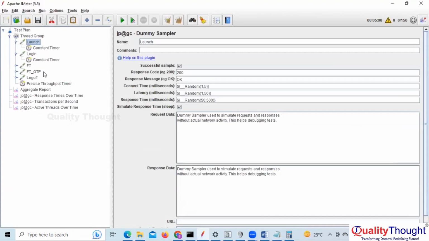Okay, so remind me of this tomorrow, I'll tell you this. So this is how you need to calculate your number of users using Little's law.